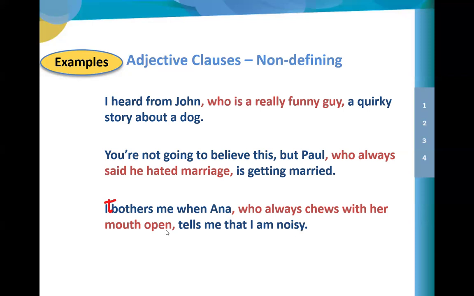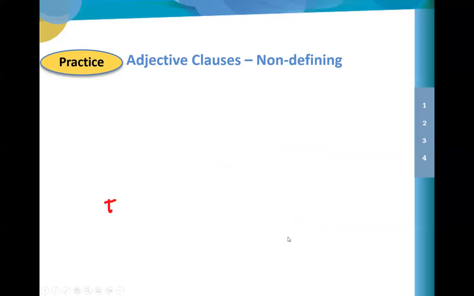It means that she does something. She chews with her mouth open, and she is very noisy. This is extra information. It is not important for the main sentence. It bothers me when Anna tells me that I am noisy because we know who Anna is. You know Anna and I know Anna, the listener and speaker. Both of us know who she is. So this extra information, we call it adjective clauses, non-defining adjective clauses, okay?